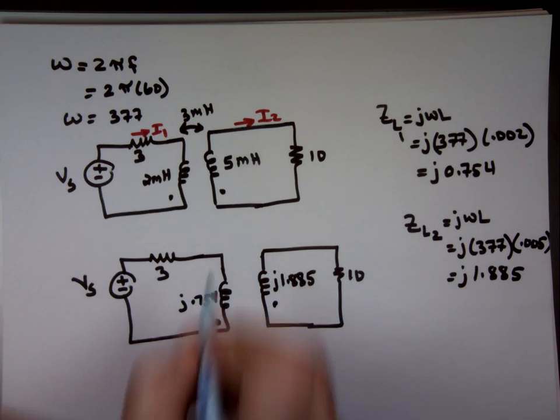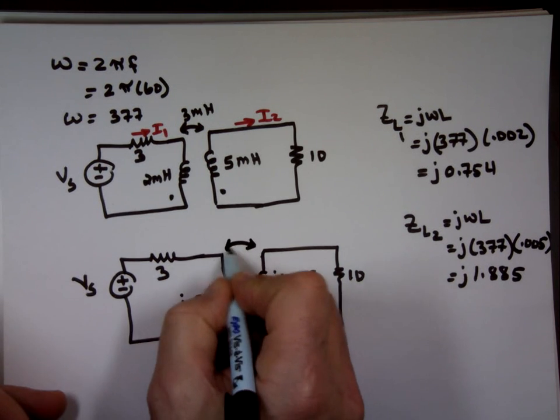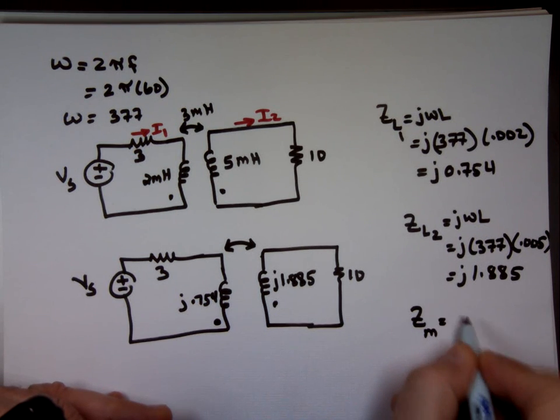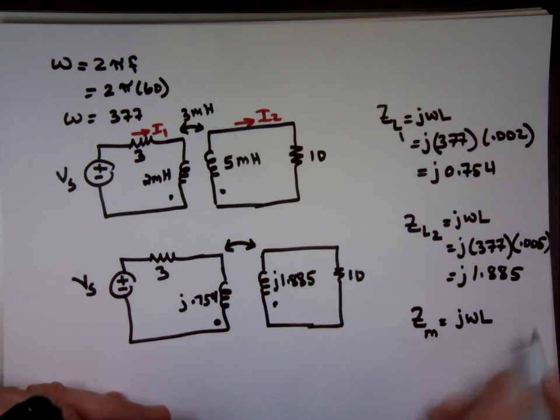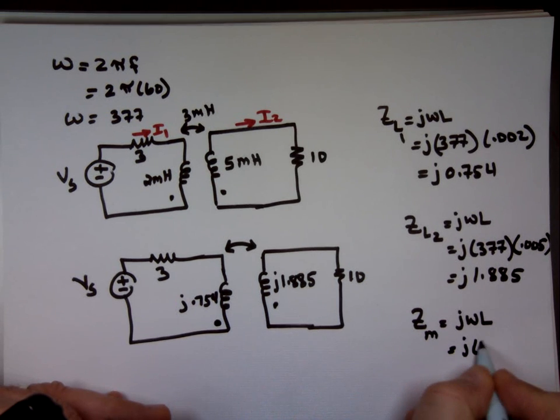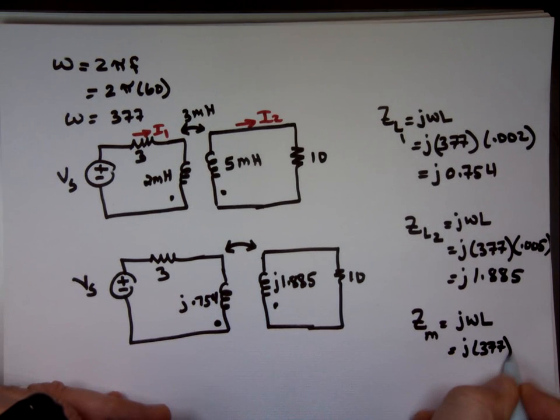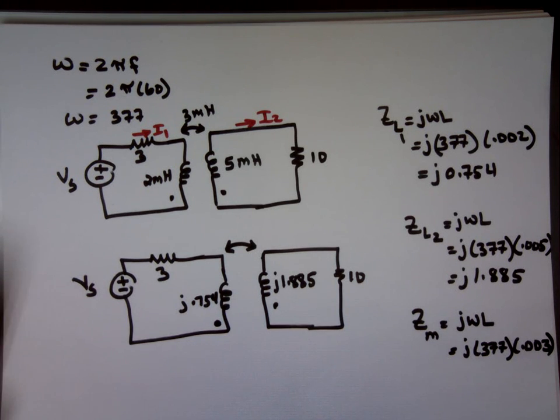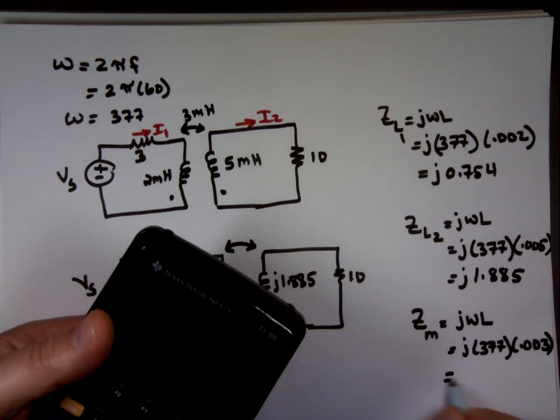And the mutual inductance right here, JWL, J377, mutual inductance 0.003, 3 milli. That gives J 1.131.